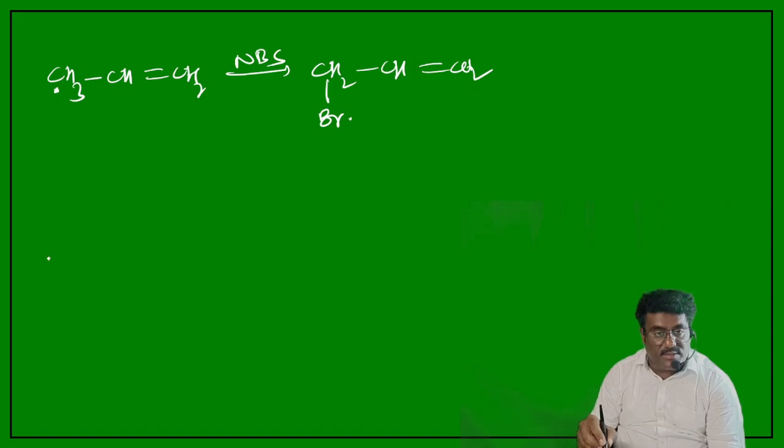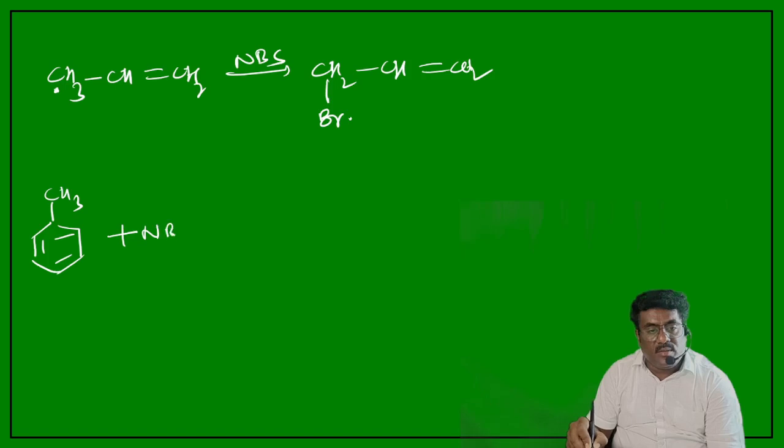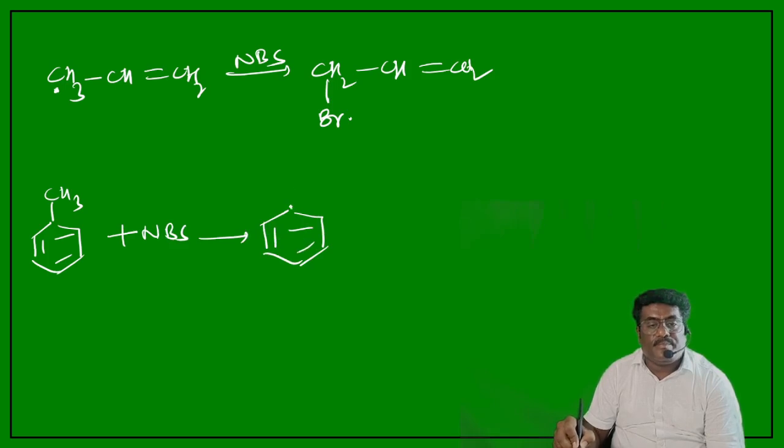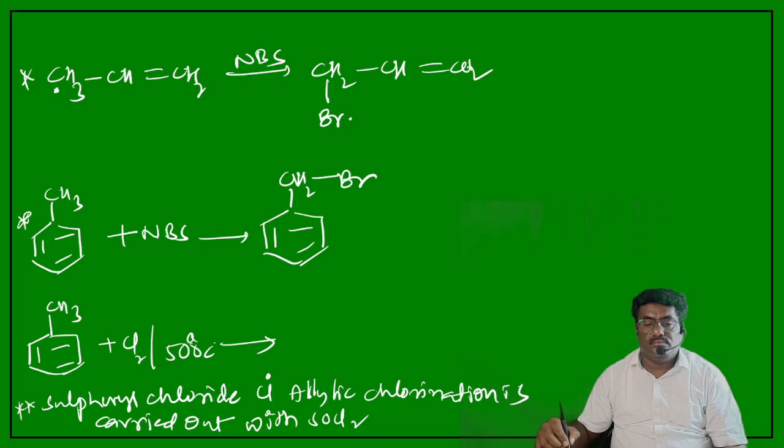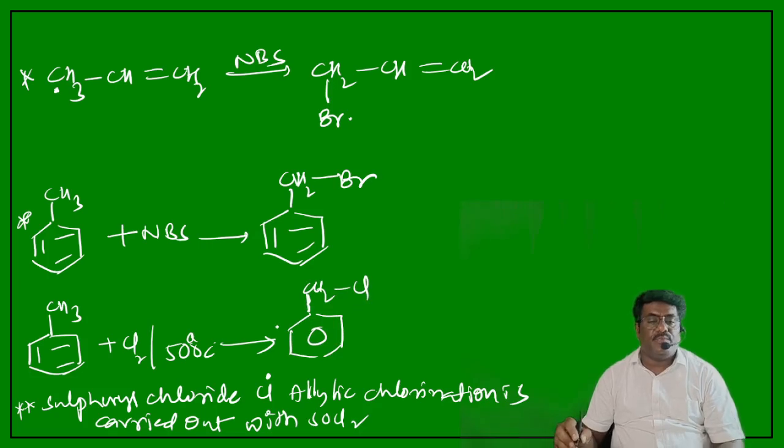Let's have a look at the next example. Benzene with CH3 in presence of NBS, N-bromosuccinimide, gives this product, benzene with CH2Br. Yes. If benzene with CH3 is treated with Cl2 at high temperature, what is the product? Very simple, it gives benzene with CH2Cl.